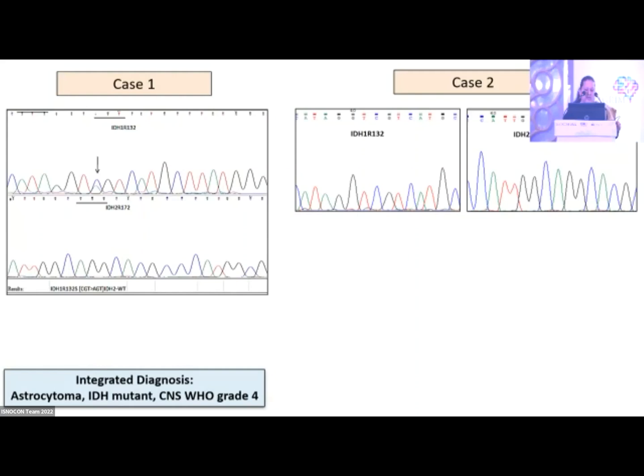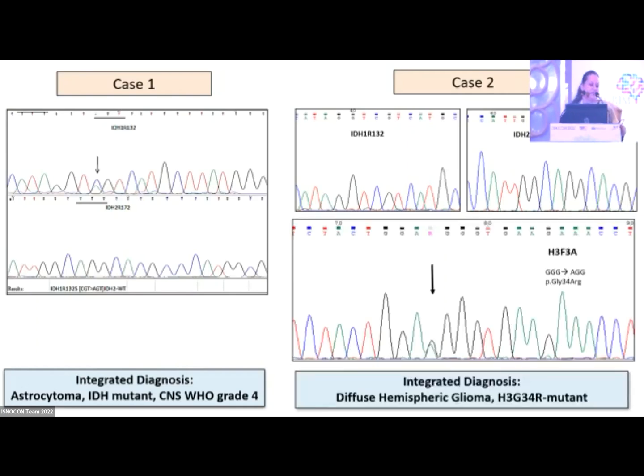Now, in case 2, for both IDH1 and IDH2, the sequencing was wild type. So, any guesses here from any non-pathologist in the group? Anybody would like to say what test next? It was a diffusely infiltrating gliomatosis-like picture with OLIG2 negativity. Sir? So we ran histone. And as Sir rightly said, Dr. Vani's talk has made a neuropathologist out of everyone. So it is histone mutant, G34R mutation was there, and it was an integrated diagnosis of diffuse hemispheric glioma H3 G34R mutant.